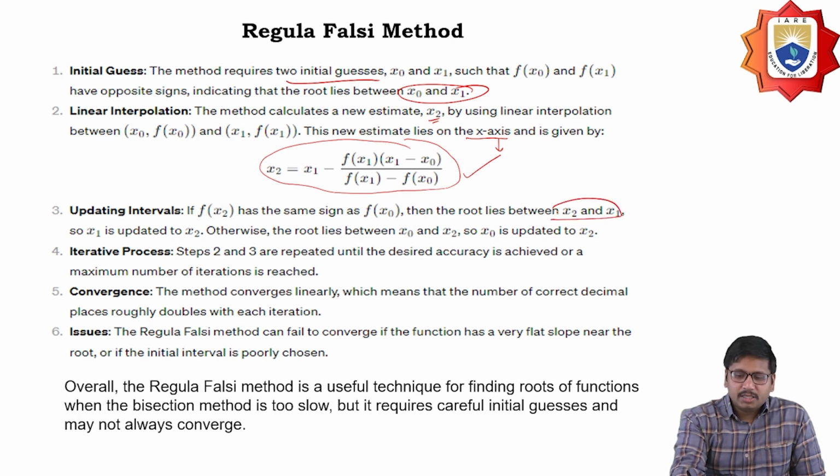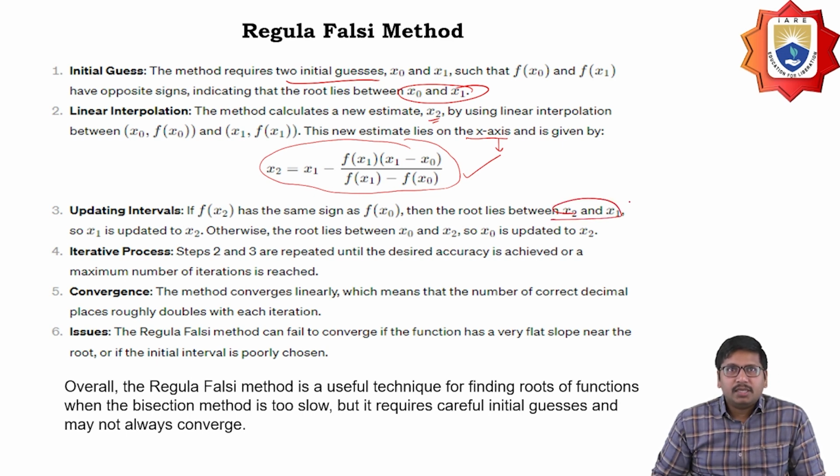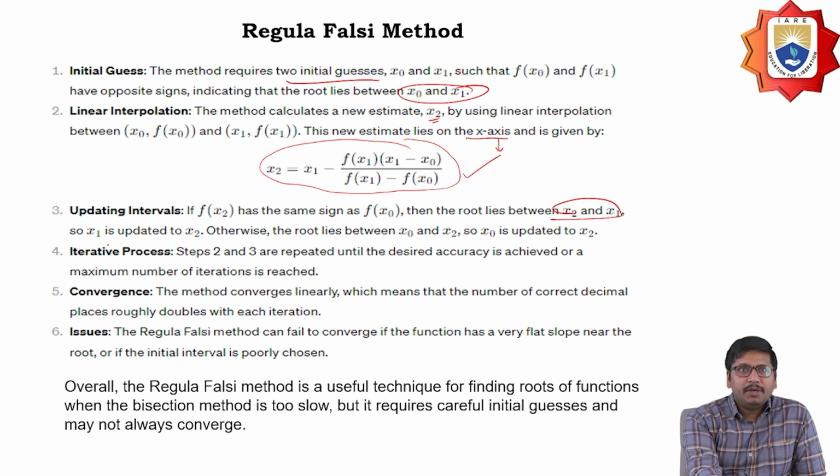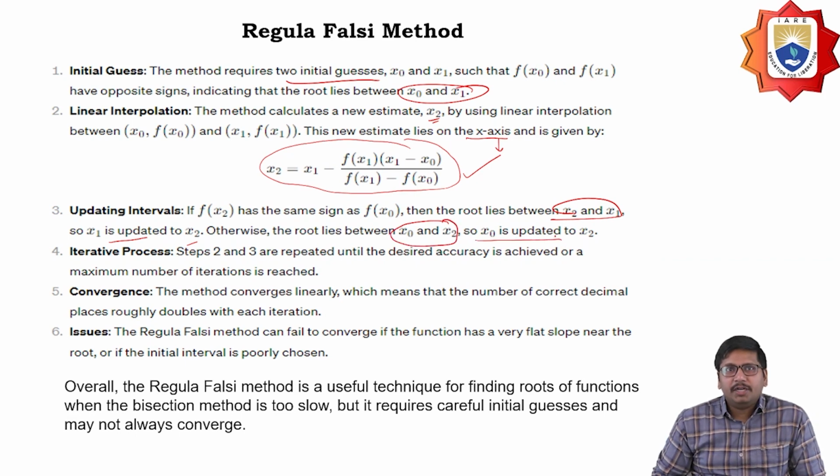Updating intervals: suppose f of x2 has the same sign as f of x0, then the root lies between x2 and x1, such that x1 is updated to x2. Otherwise, the root lies between x0 and x2, such that x0 is updated to x2.